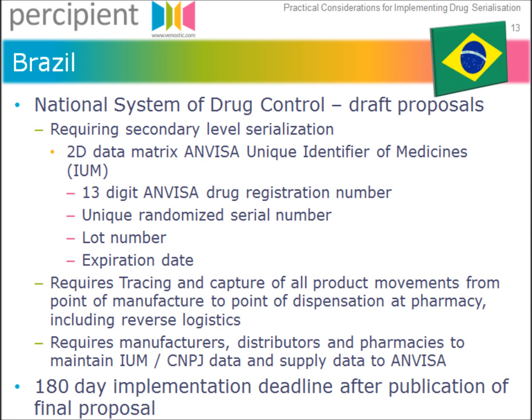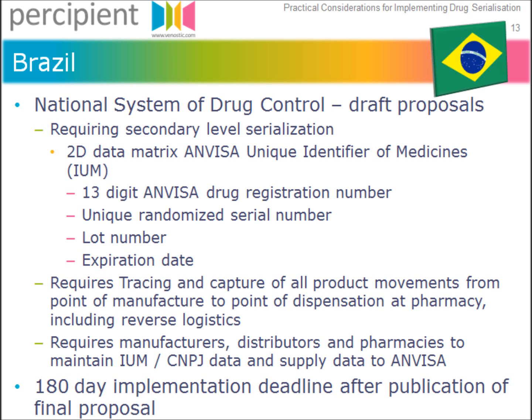If we just pop next door, we can see Brazil also has some requirements. At this moment they have draft proposals for a national system of drug control. Again, they're going to have primary and secondary level serialisation, 2D data matrix. They're going to require you to put their unique 13-digit drug registration number as well as a unique randomised serial number, lot number and expiration date.